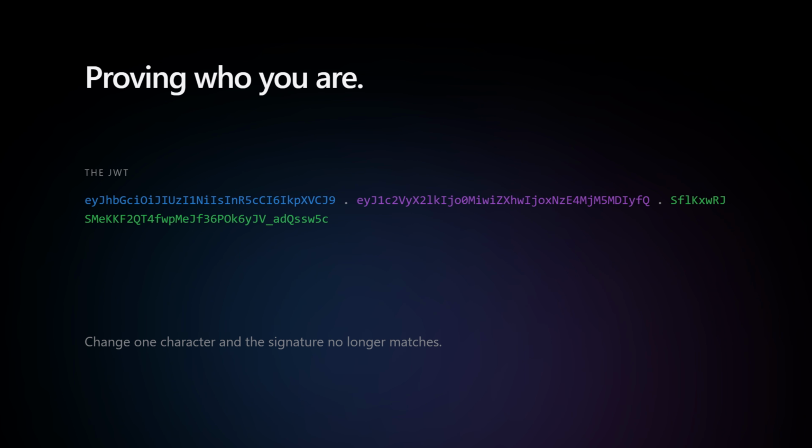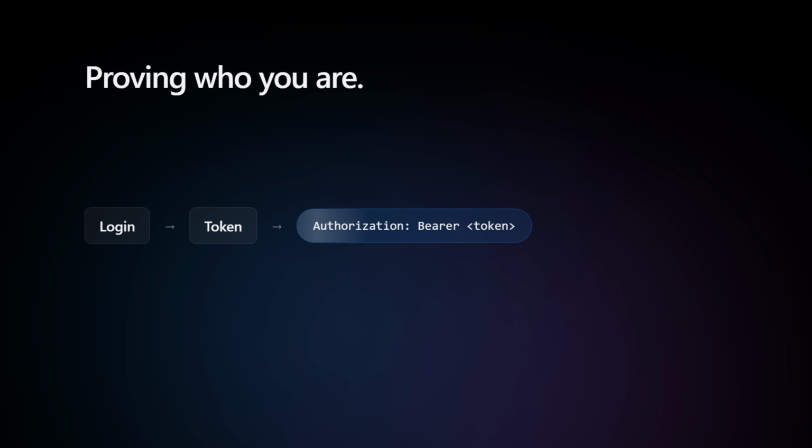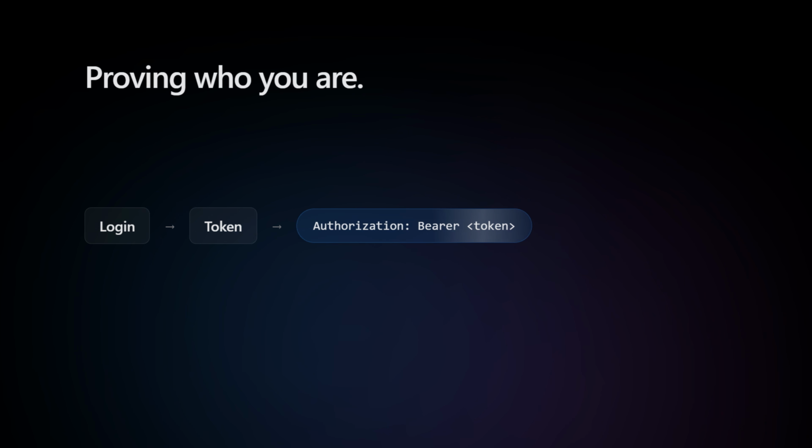And the flow is beautiful. You log in once with your password, the server hands you a token, and from that point on, every request just carries Authorization: Bearer and the token. Your password never travels again. When the token expires, you either log in again or use a refresh token. And that right there is modern API authentication.